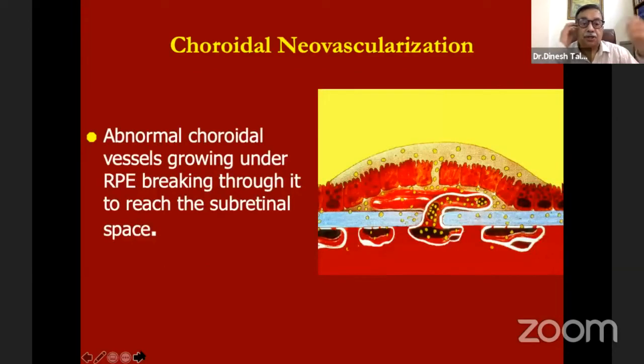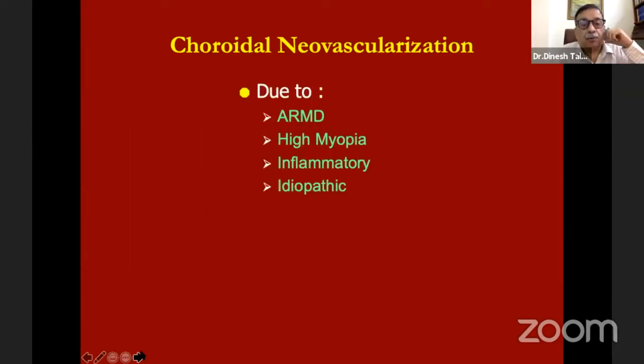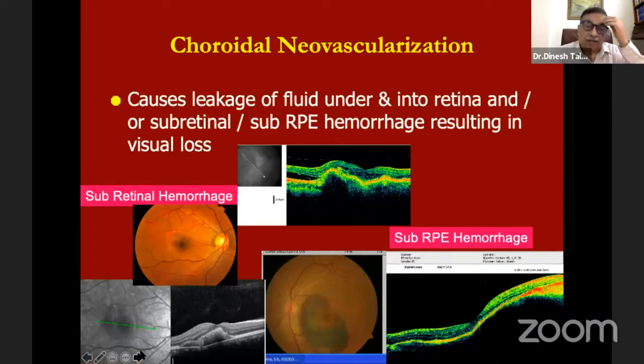Choroidal neovascularization, we all know, is basically abnormal vessels growing under the RPE, breaking through it and reaching the subretinal space. It could be because of ARMD, high myopia, could be inflammatory, and could be idiopathic. But most of the stress is on the age-related process, because that causes most of them.